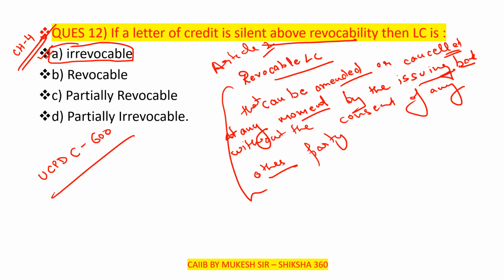And Article 3 says that if there is no mention on the LC, then that LC is to be an irrevocable LC. For an LC to be revocable, it has to be specially mentioned on it. This is as per Article 3 of UCP 600.